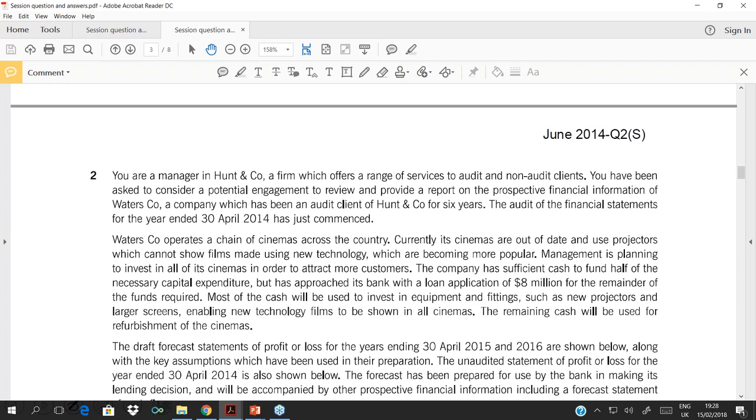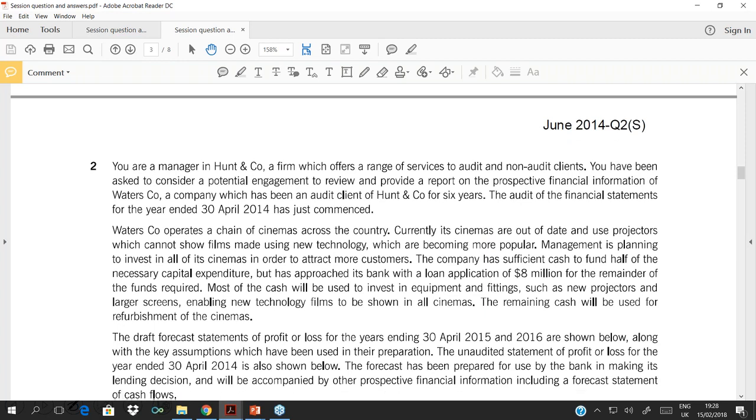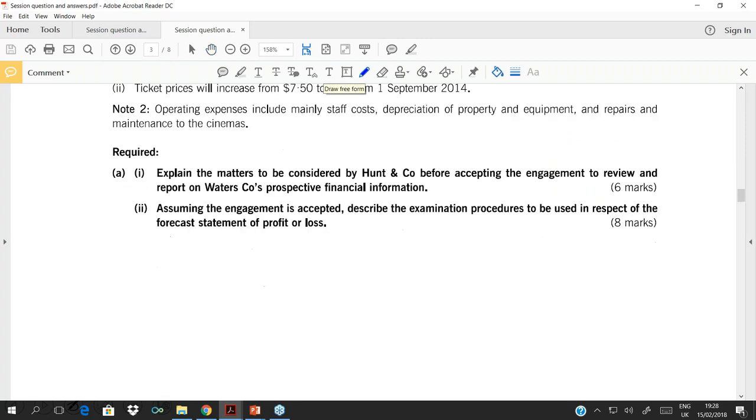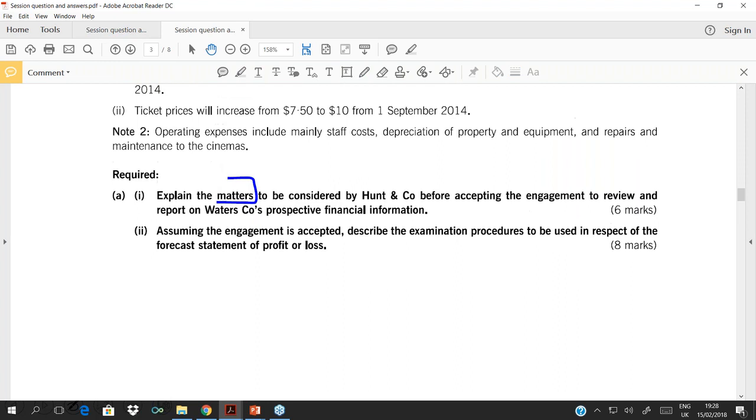Okay, now if I go down and I see the requirements of the question, it says, explain the matters to be considered by Hunt and Company before accepting the engagement. Before accepting the engagement. So have I given you the answer of before accepting engagement, and you know how to make 6 marks here? Everyone knows what matters should we write before accepting the engagement? Right? So that is a very typical question in PFI.